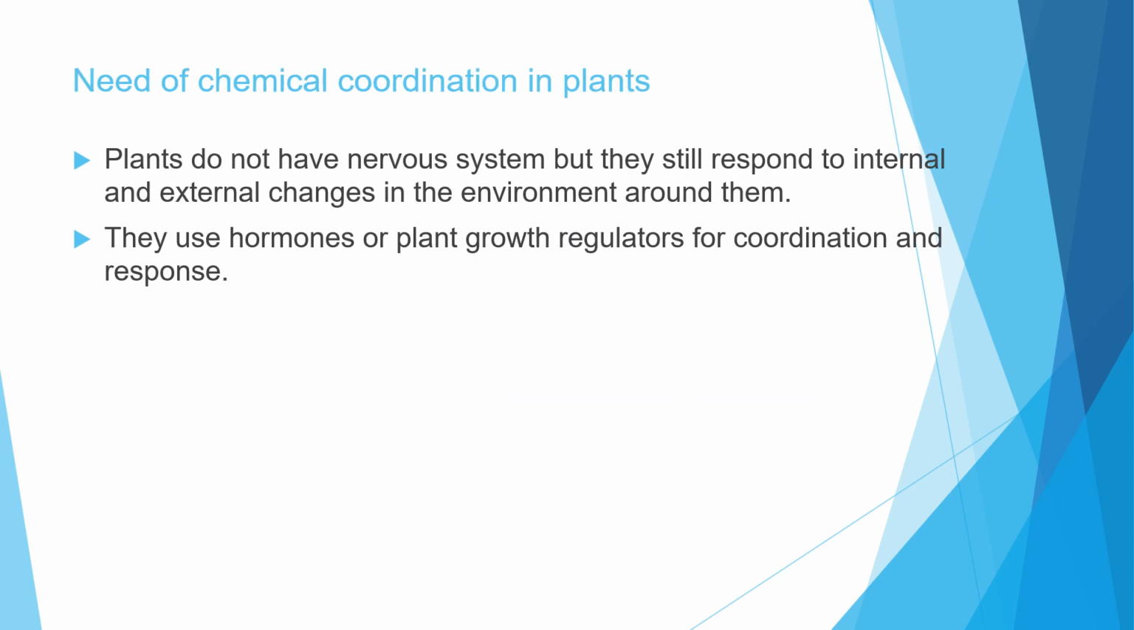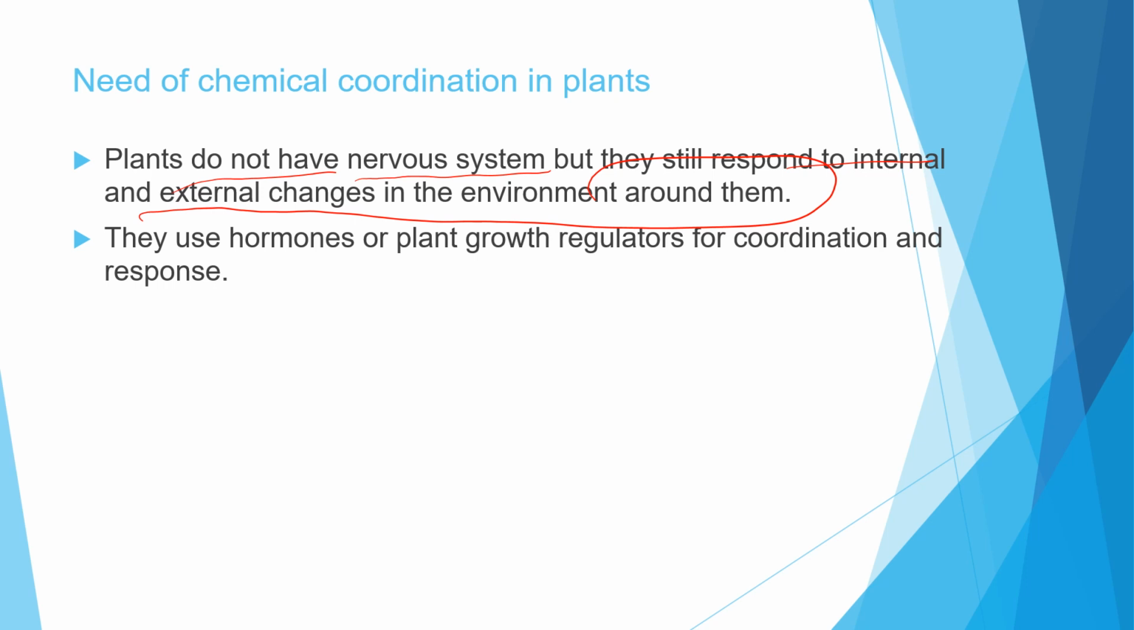Now, what is the need of chemical coordination in plants? We should know that first, right? There are several activities that occur inside an animal body which require proper coordination between the organs. In the animal body, internal coordination for growth, development and other things is maintained by the nervous system, which coordinates all the movements and activities in our body. But plants do not have any nervous system. Still, they respond to the internal and external changes of the environment around them.